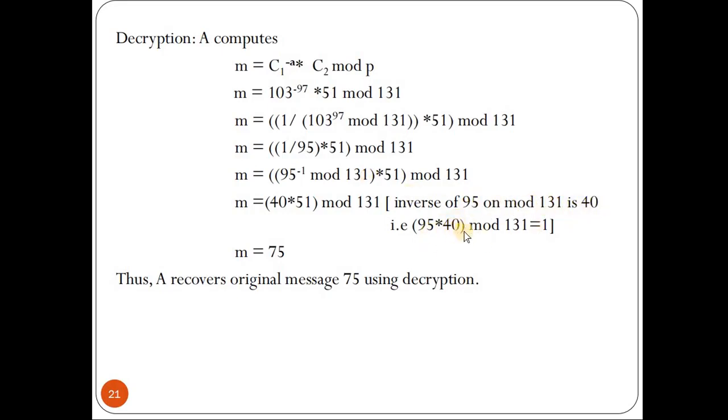That is 95 into 40 mod 131, I'll get remainder equal to 1. Okay, so the inverse of 95 is 40. So I'll substitute this whole thing by 40. So it will be 40 into 51 mod 131. So 40 into 51 mod 131 gives us 75, which is our original message.